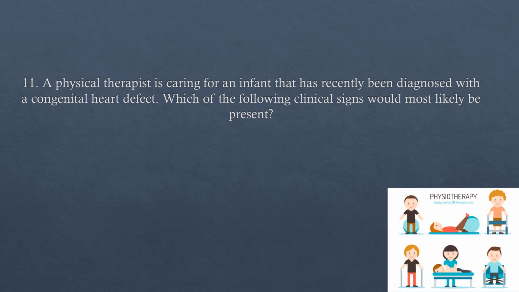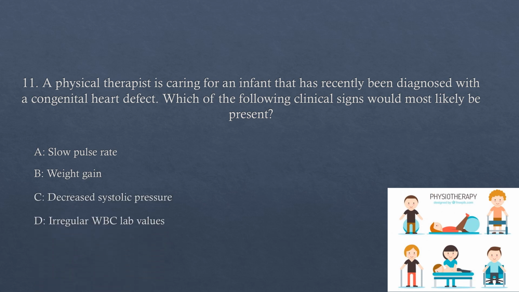Question number 11. A physical therapist is caring for an infant that has recently been diagnosed with a congenital heart defect. Which of the following clinical signs would most likely be present? A. Slow pulse rate. B. Weight gain. C. Decreased systolic pressure. D. Irregular WBC lab values. And the answer is B, weight gain. Let's go to the next question.